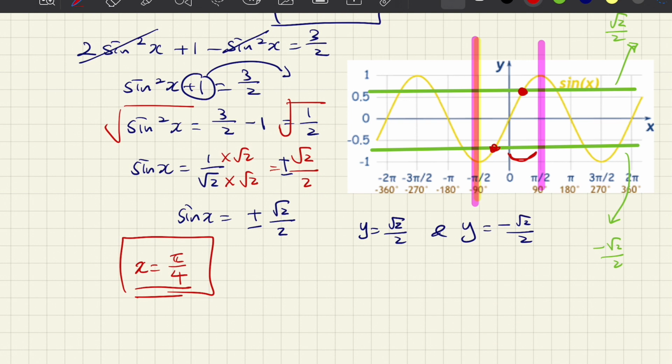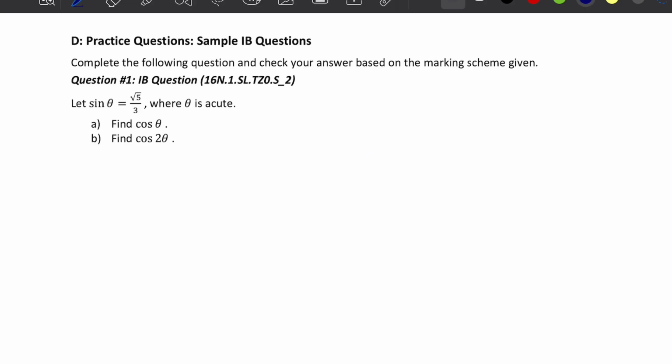And we do know that another x value happens on the negative side of your graph, right? This is the point which is the opposite of pi over 4, or the negative point of pi over 4. So we know that x value is equal to negative pi over 4. Okay, so there are two answers for this question.